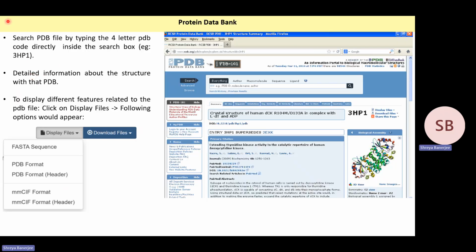Now we will talk about the PDB file or the Protein Data Bank file. Just give me 2 minutes.